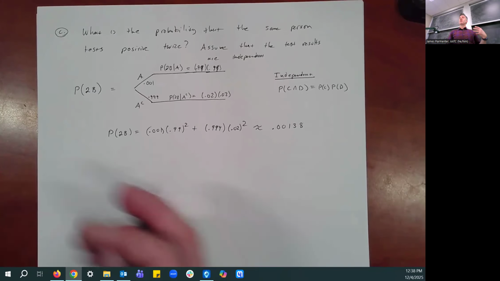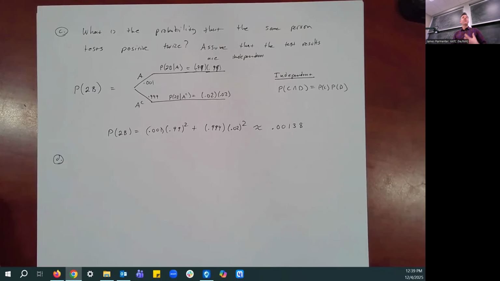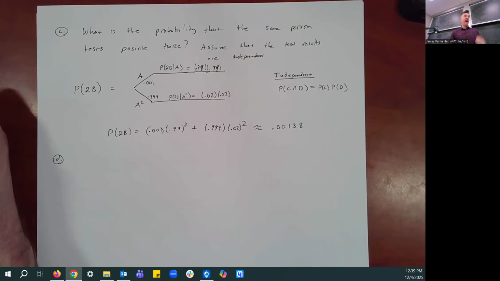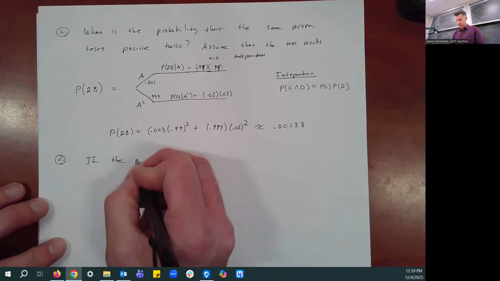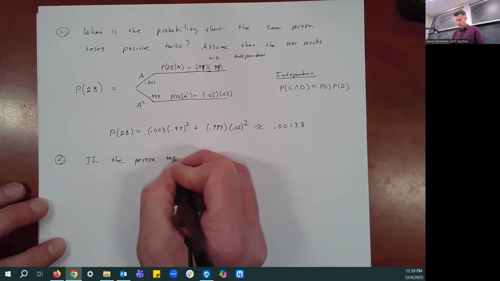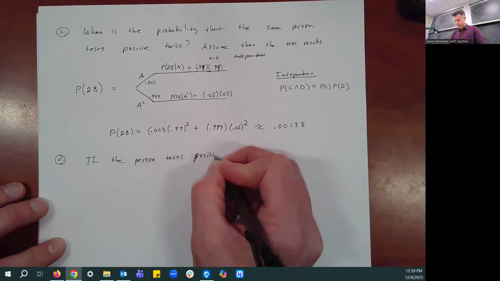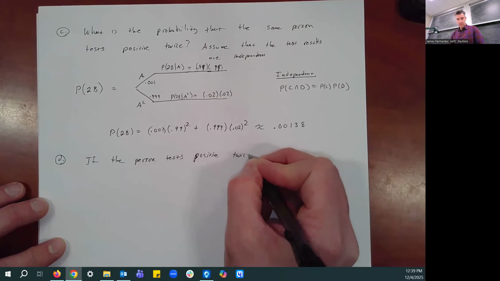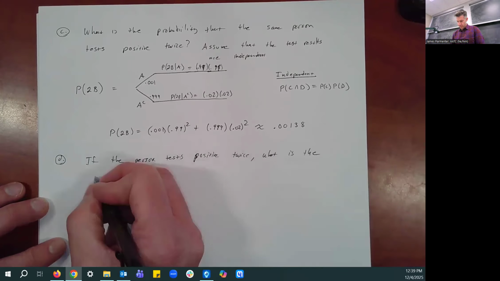Okay, but now the question we really want to answer, which is, I bet you can guess what it is. What's the probability that the person actually has the disease given that they have these two positive tests? So if the person tests positive twice, what is the probability that they have the disease?